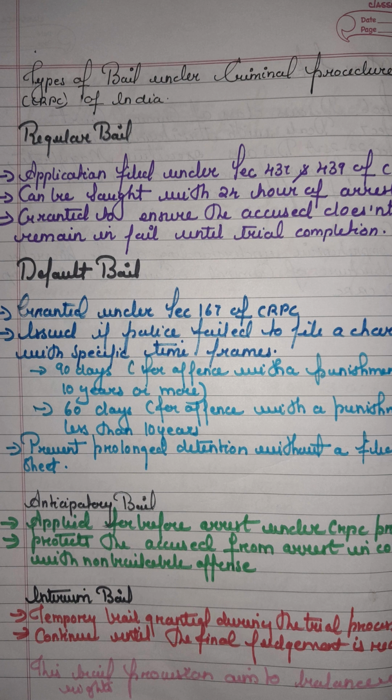Now, let us talk about interim bail. Interim bail is also considered to be a temporary bail, just like a regular bail. It is granted during the trial process and continues until the final judgment is reached. Once the final judgment comes out, the judge will decide whether the person has to be arrested or not. These bail provisions aim to balance the individual's rights.